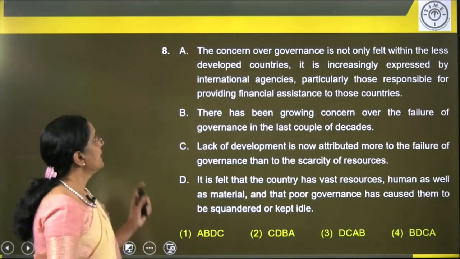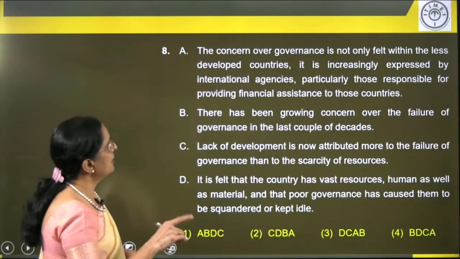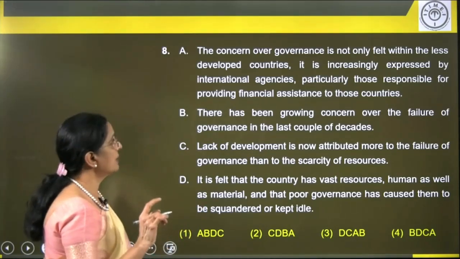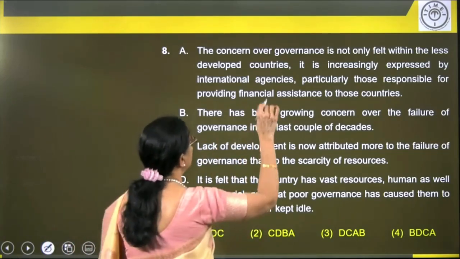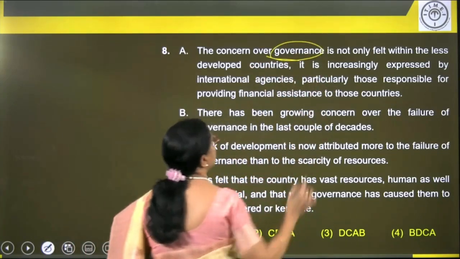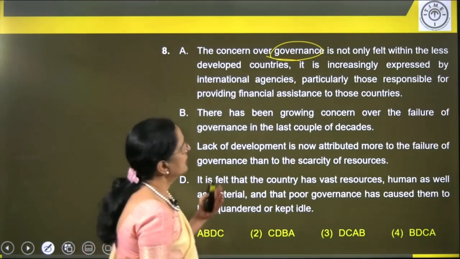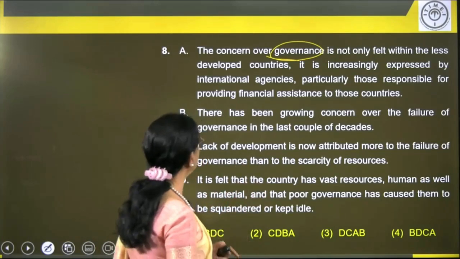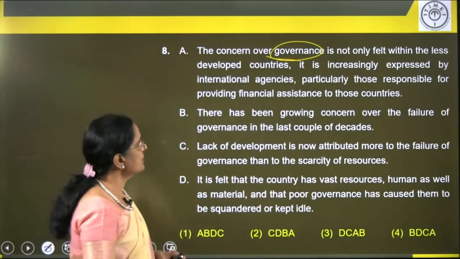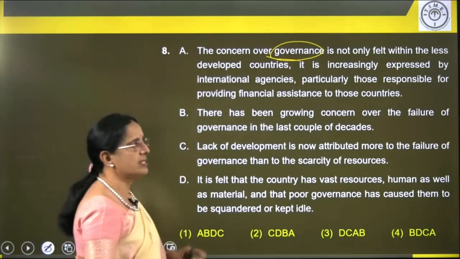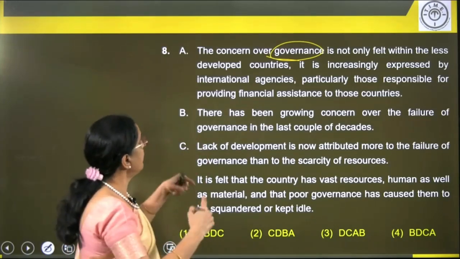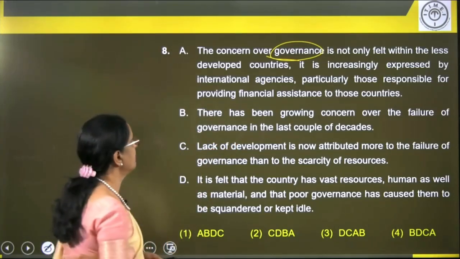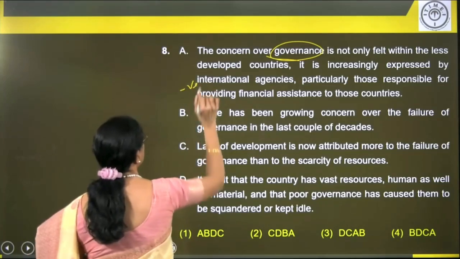Next one. The concern over governance is not only felt within the less developed countries. So, he's talking about what's the concern about less developed countries? Governance. It is increasingly expressed by international agencies, particularly those responsible for providing financial assistance to those countries. So, the discussion is about less developed countries and the governance. Right? Concern over governance, there is no proper governance. Alright, positive or negative? Negative.